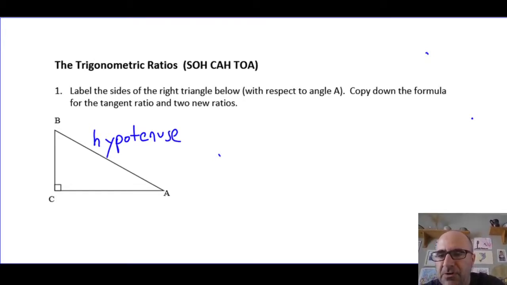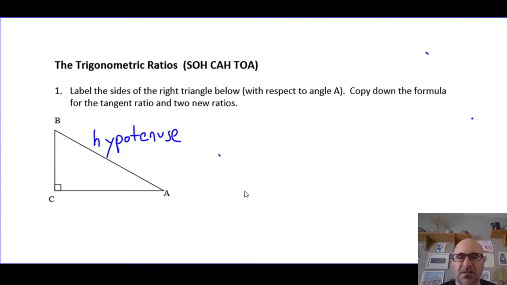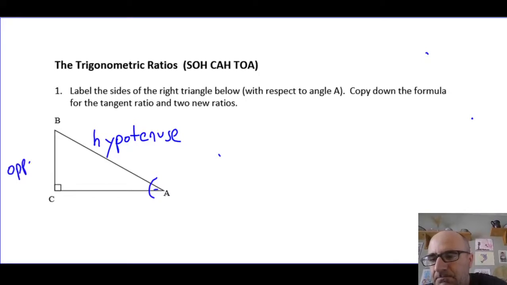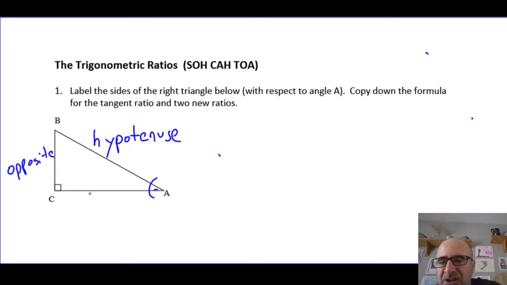So opposite or across from angle C, we have the hypotenuse. Now, depending which angle I'm working with, I also have what's called an opposite and an adjacent side. So assuming I'm working with angle A, if we look directly across from angle A, we get the opposite side over here. So this side over here is the opposite side. Okay? It's not touching angle A in any way, it's across from it. And then finally, beside angle A is the adjacent side right here.